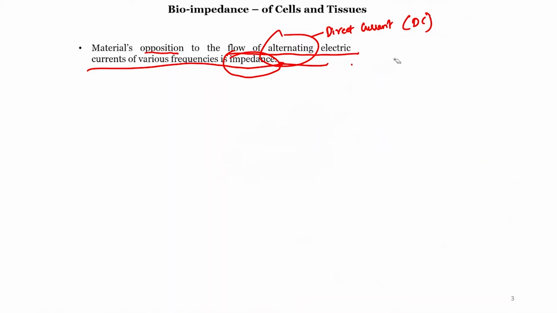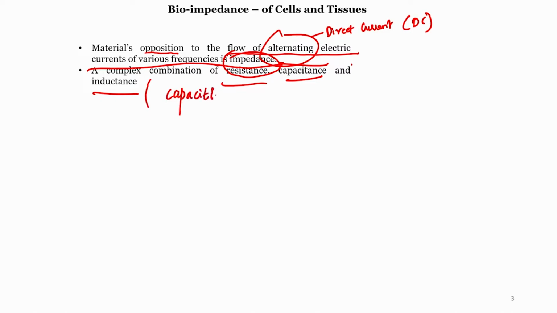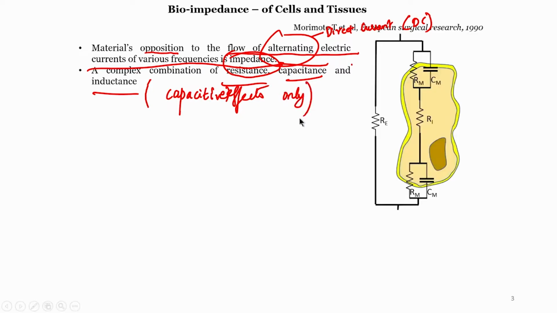So basically the resistance to the flow of alternating current is called impedance, and to direct current is called resistance. Okay. Now impedance is a complex combination of resistance, capacitance and inductance, but for the sense of understanding, biological materials usually do not have inductance. They mostly have capacitive effects only. Okay.